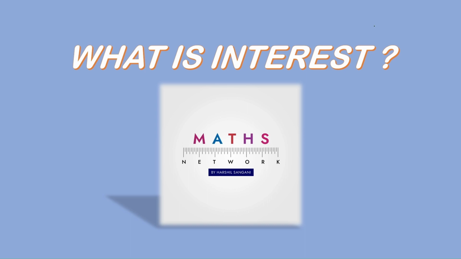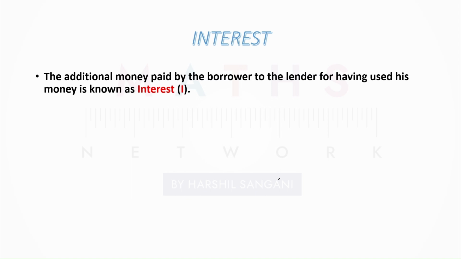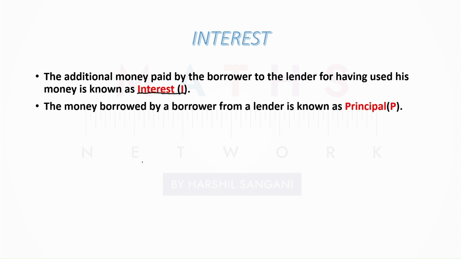So let's begin. First, guys, we take a look at some of the important terms that are used when we solve sums related to interest. First, interest is the additional money paid by the borrower to the lender for having used his money, and interest is generally denoted by I. Next, the money borrowed by a borrower from a lender is known as the principal, generally denoted by P.